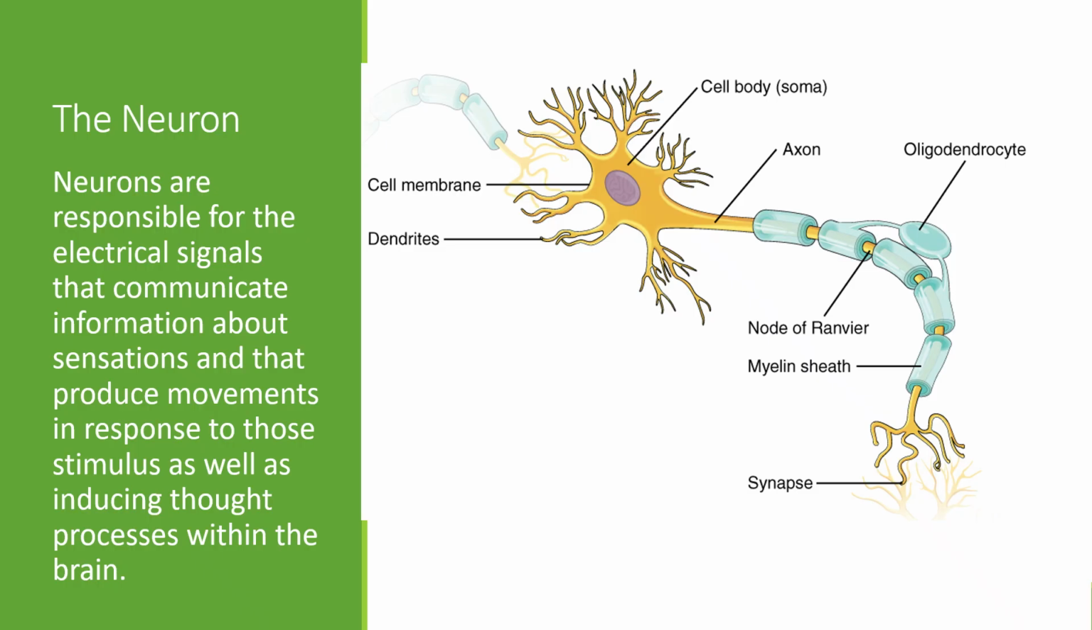So let's talk for a few minutes about the structure and the anatomy of our neuron. So these are the ones, again, that are responsible for conducting electrical signals. They're going to communicate information about sensation and produce movement in response to stimulus, as well as all of the things that we associate with our mind when we're talking about thinking and cognitive processes and learning and all those sort of things. So here we have a neuron over on the right-hand side.